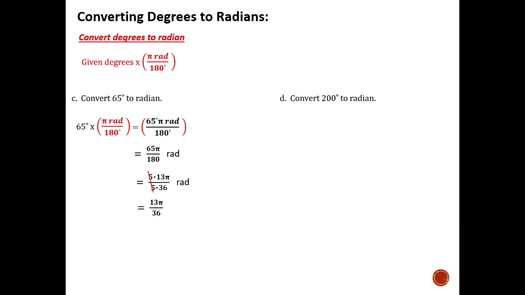Okay. All right, so let's do one more. Convert 200 degrees into radians. Again, follow the same format. The degrees will cancel. We'll simplify our values. And we're going to get 10 pi over 9 radians. Okay.